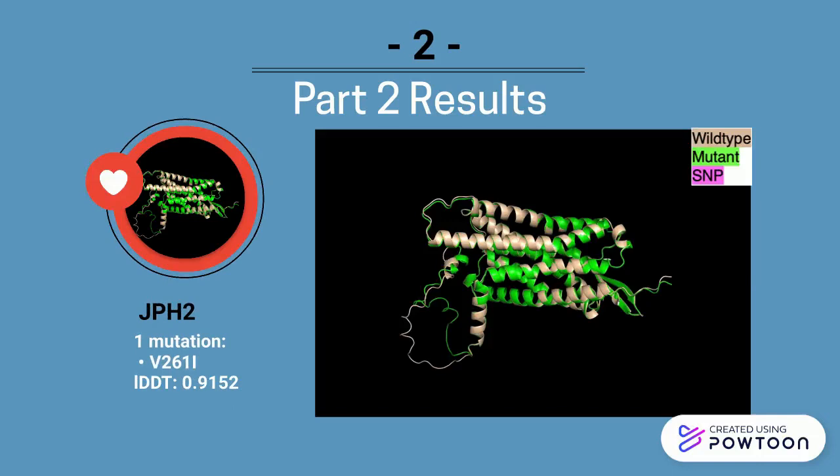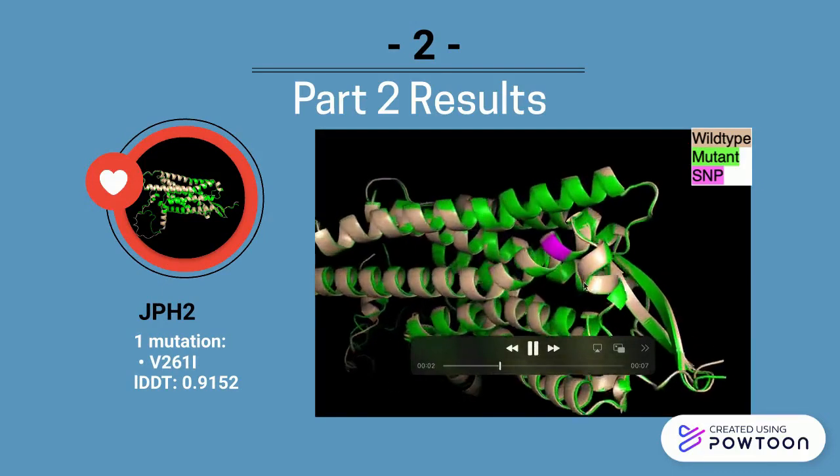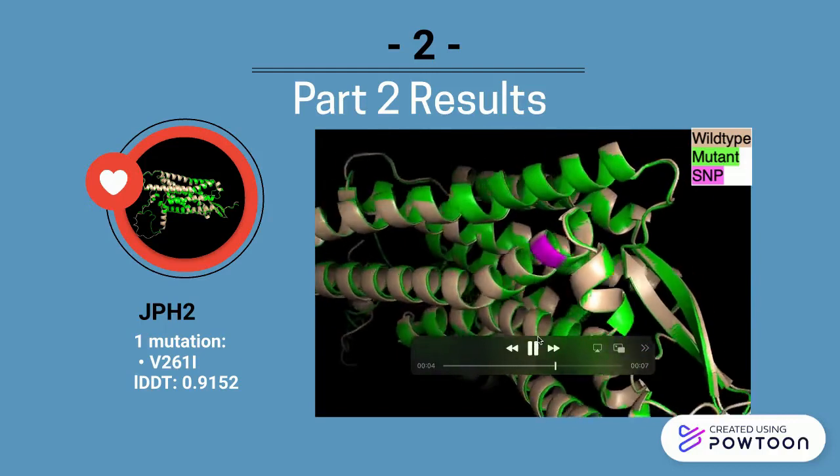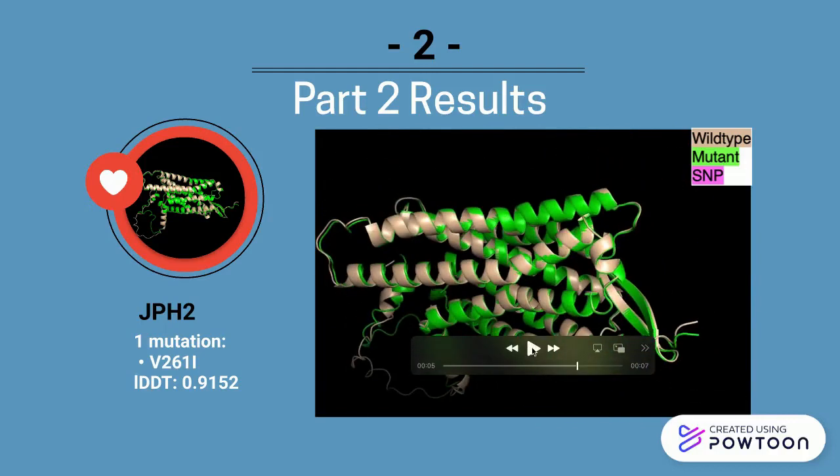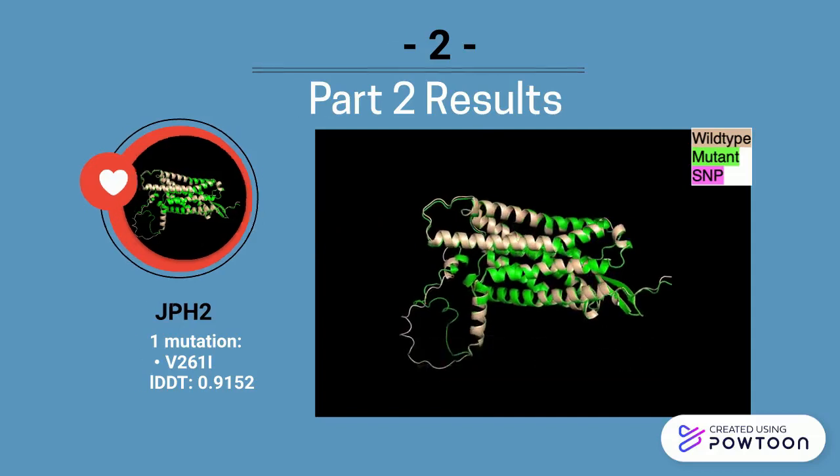JPH2 is a cardiac structure protein. Although pathogenic mutations in the encoding gene are associated with cardiac diseases, Carl's mutation at residue 261 from valine to isoleucine is benign and does not affect the alpha helical structure. The LDDT score is consistent with the visualization, where we see the structure remaining mostly unchanged.